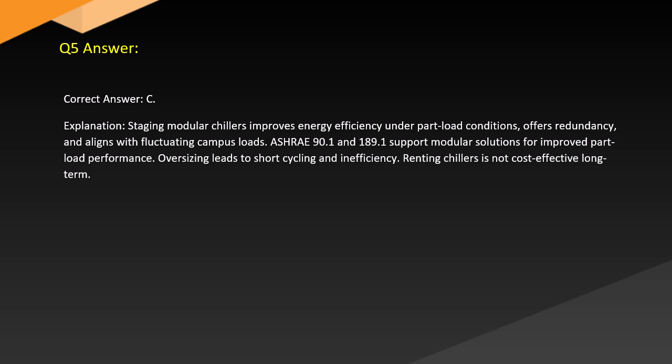Answer. Correct answer: C. Explanation. Staging modular chillers improves energy efficiency under part load conditions, offers redundancy, and aligns with fluctuating campus loads. ASHRAE 90.1 and 189.1 support modular solutions for improved part load performance. Oversizing leads to short cycling and inefficiency. Renting chillers is not cost-effective long-term.